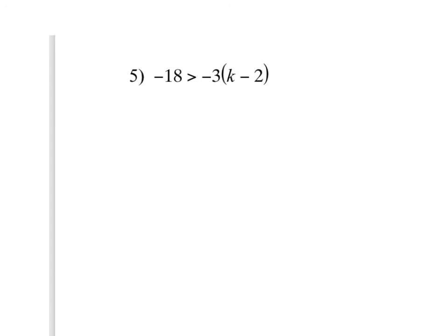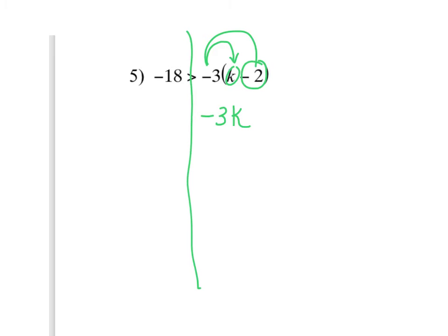Number 5. Actually, the same page, but all right, here's my variable, or my inequality. But I notice I see parentheses, so I have to distribute. Negative 3 times k is going to be negative 3k. Negative 3 times a negative 2 is going to be a positive 6. There's my inequality symbol, negative 18.